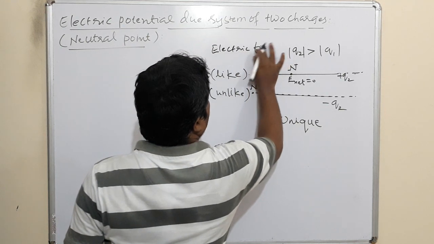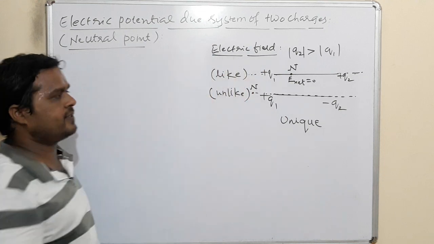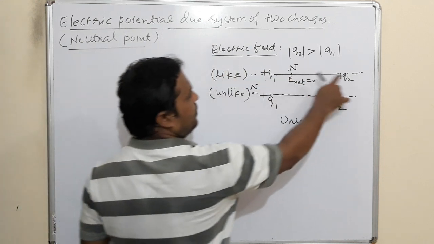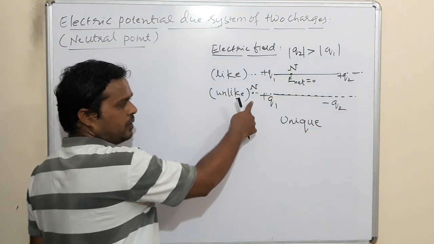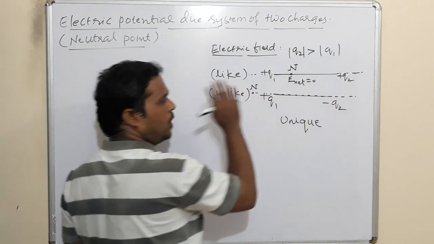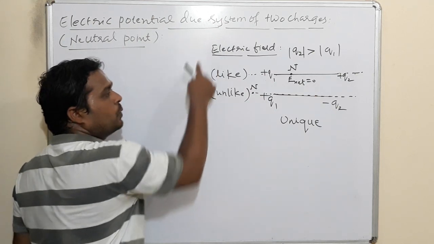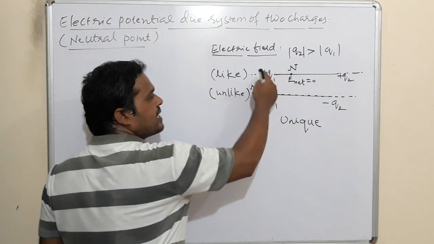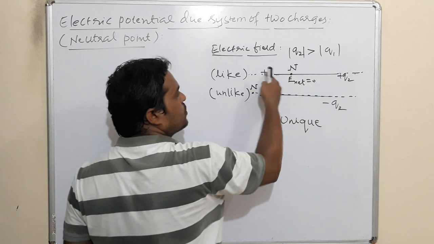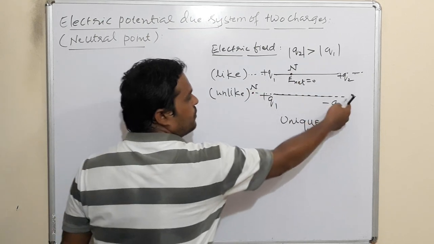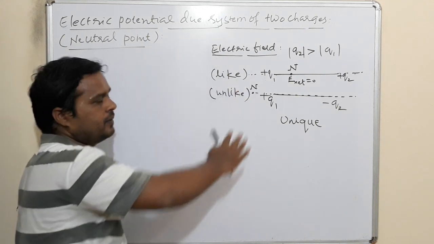For electric field, what is a neutral point? A neutral point means it is a point at which the resultant field is zero. If it is a system of like charges, the neutral point exists between the charges. If it is a system of unlike charges, the neutral point exists outside. But in both the cases, the neutral point exists closer to the charge of smaller magnitude. If Q1 is small, then it will be close to Q1, far away from Q2. This is for electric field.